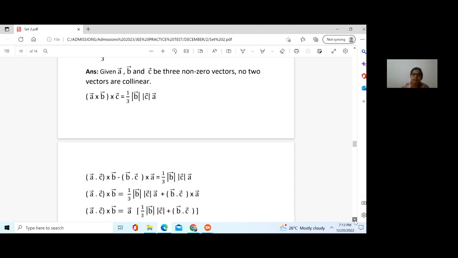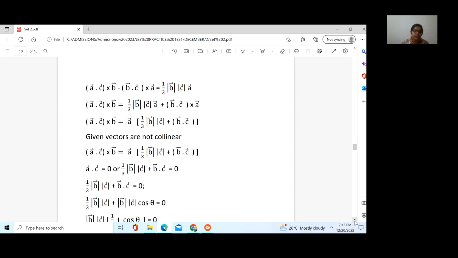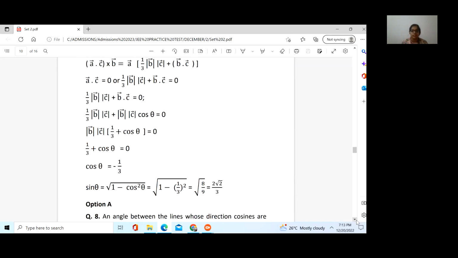Whatever is given in the question, I have just written it. I have used the formula and rearranged these two terms. And whatever property is given, it's non-collinear. So either this term has to be 0 or this has to be 0. So equate these terms and substitute vector B dot C as BC cos theta. From this, you will be able to find the value of cos theta. Once you have cos theta, it's easy to find the value of sine theta. You can just rearrange those terms, and it's 2 root 2 by 3.